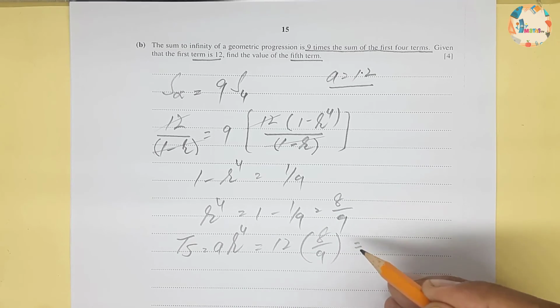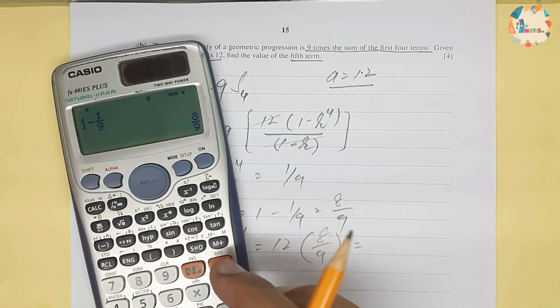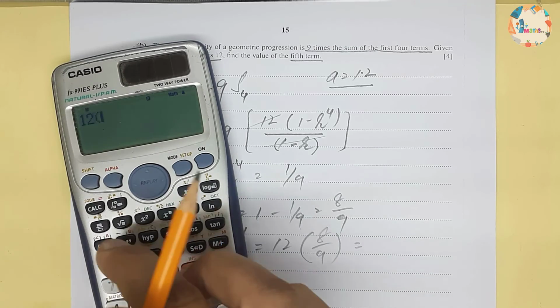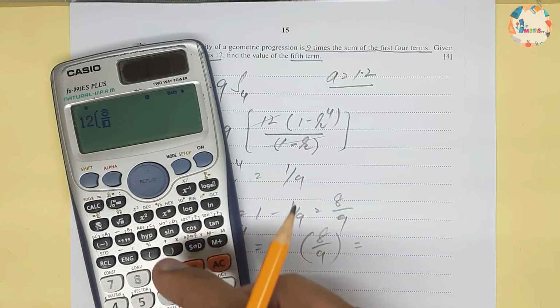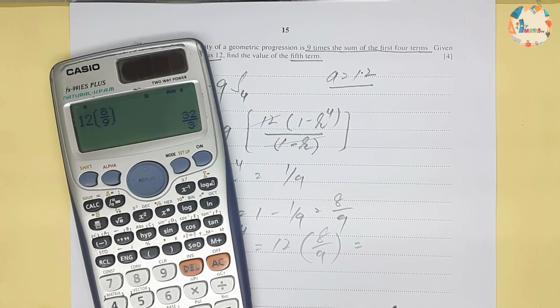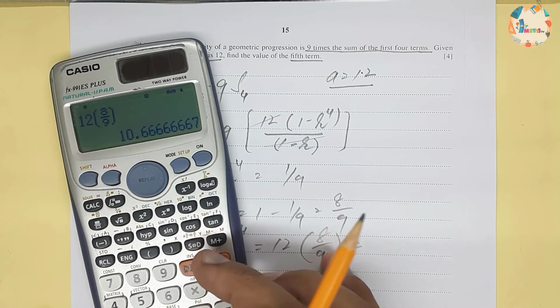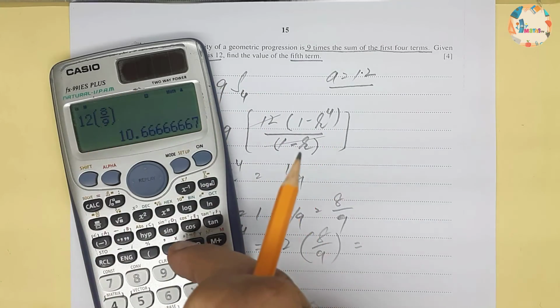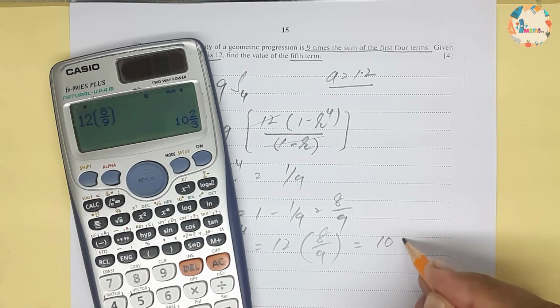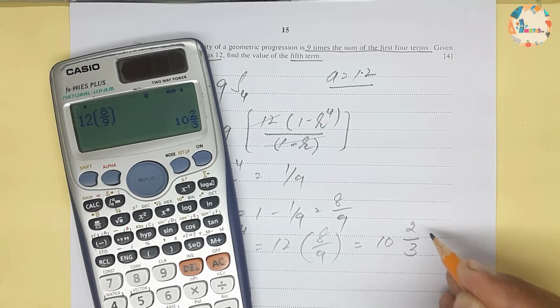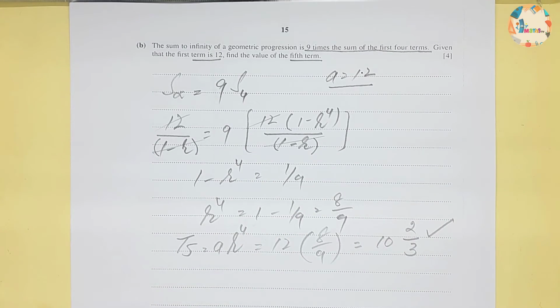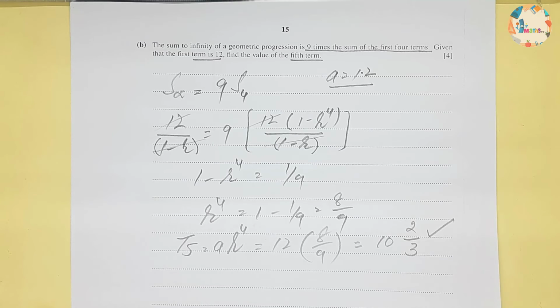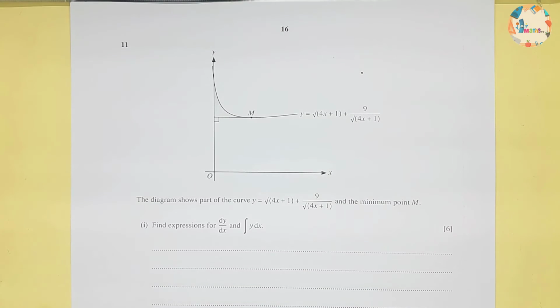This will be, we can multiply 12 into 8 over 9, and this is equal to basically 10.66, or we can take a mixed fraction, which is 10 whole 2 over 3. This will be our answer to this part. Hopefully you understood this as well. Now question number 11 is the last question of this paper.